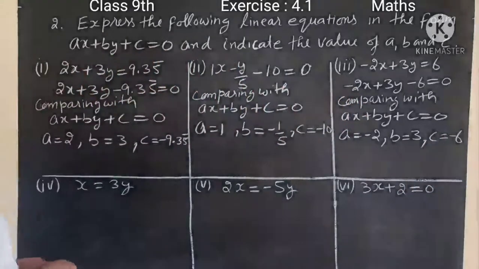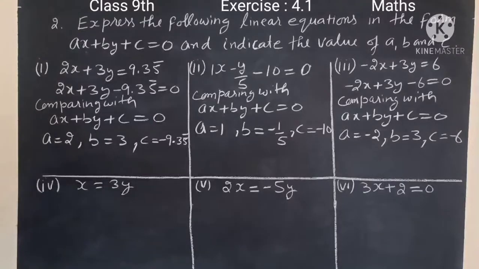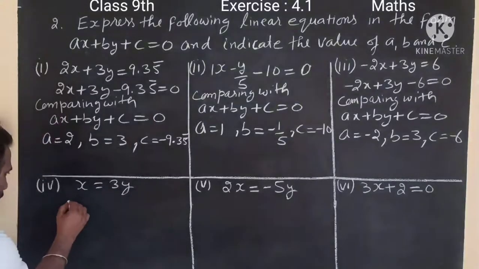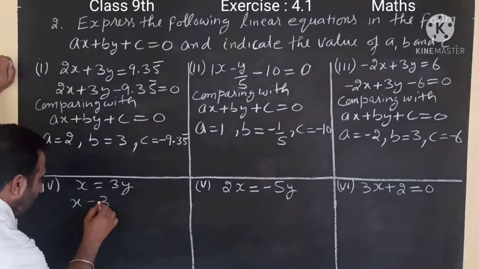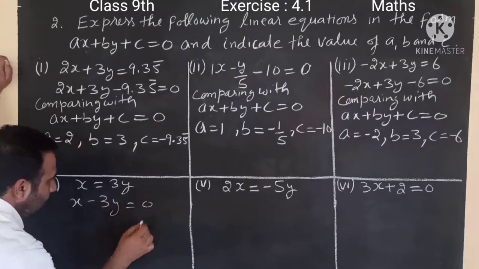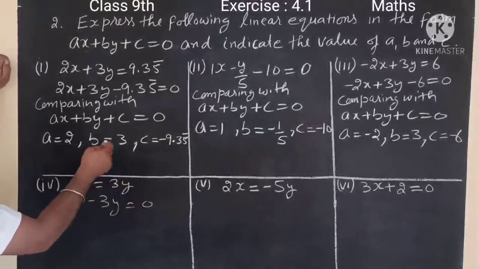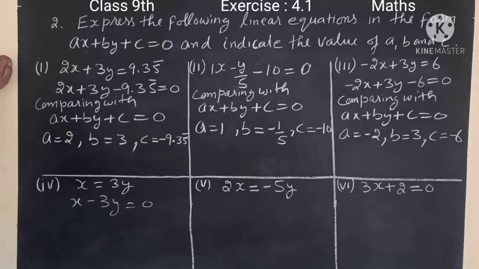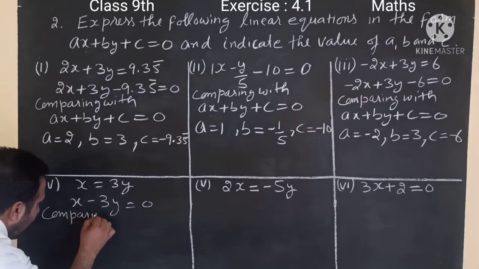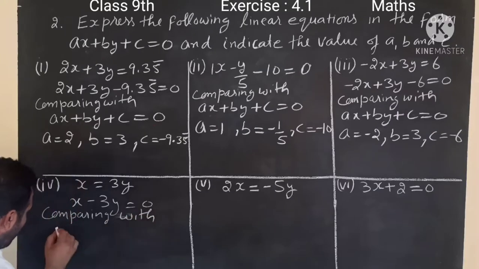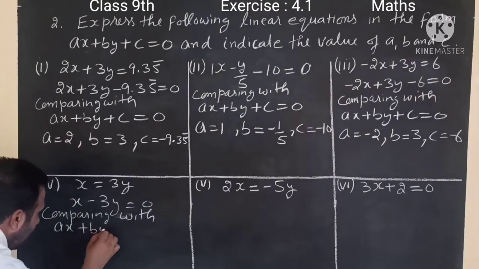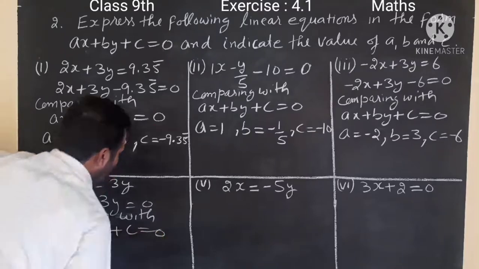Okay, sum number third done, now sum number fourth. First of all, we will make this equation according to our general term, 3x minus 3y equal to 0. This 3 will go that side and equal to 0. Okay, so now comparing with ax plus by plus c equal to 0.